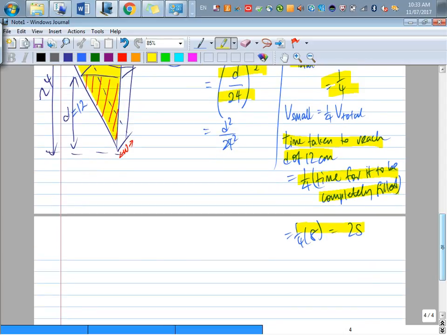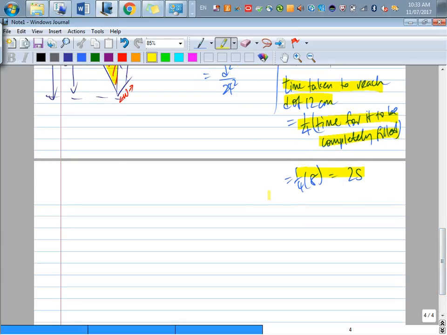Part B. On the axis and answer space, sketch the graph. So we have one set of coordinates over here. When time is equal to 2 seconds, what is the depth? Yeah, when time is equal to 2 seconds, my depth will be 12. Maximum is 24. So this will be 1 point. 2, 4, 6, 8.